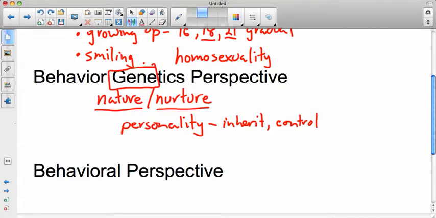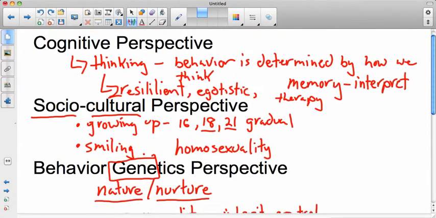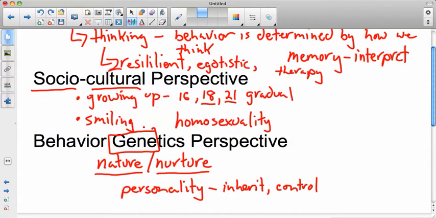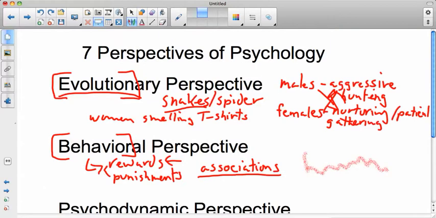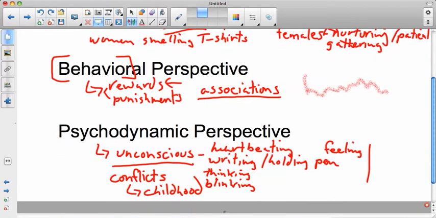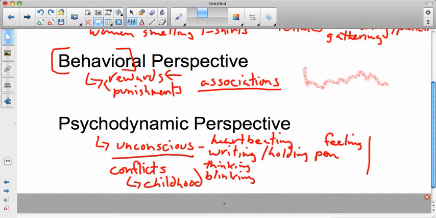Okay, then we go down to, we have behavior genetics, and then we have the behavioral perspective, which for some reason I feel like we already did. 1, 2, 3. Oh yeah, we did behavioral, 4, 5, 6. Okay, so let's see what we have left.